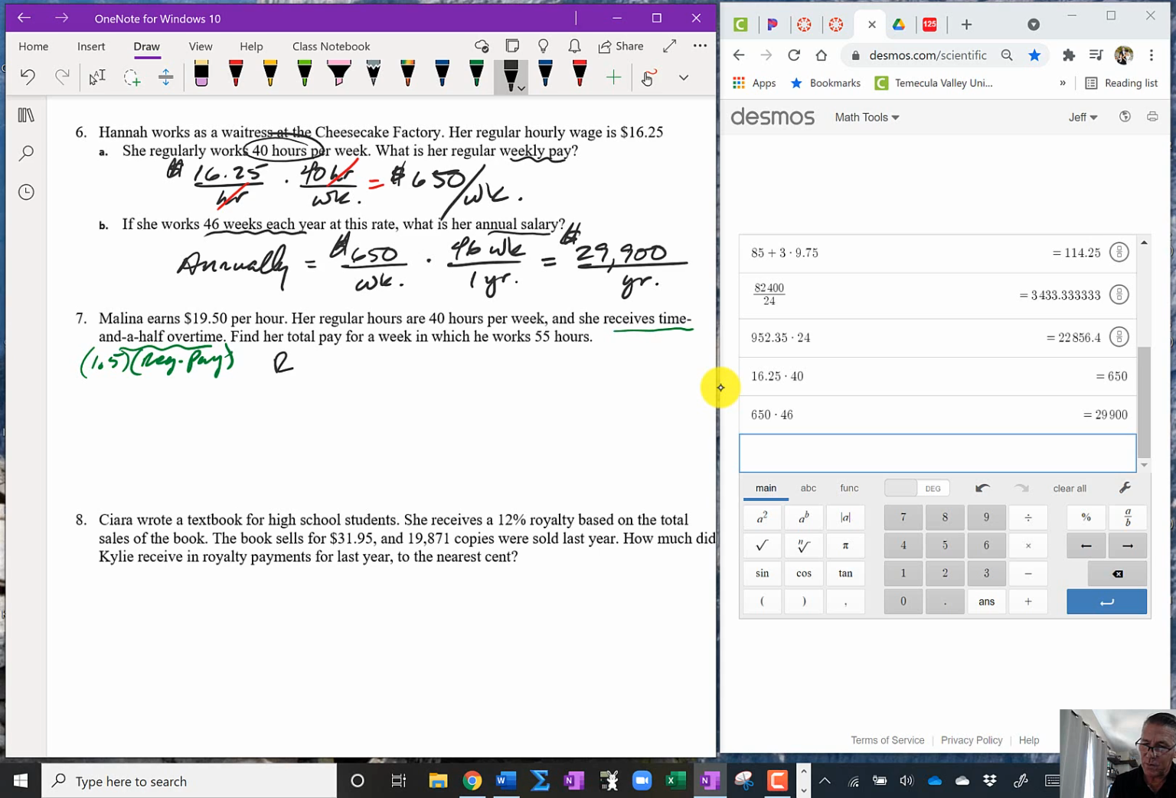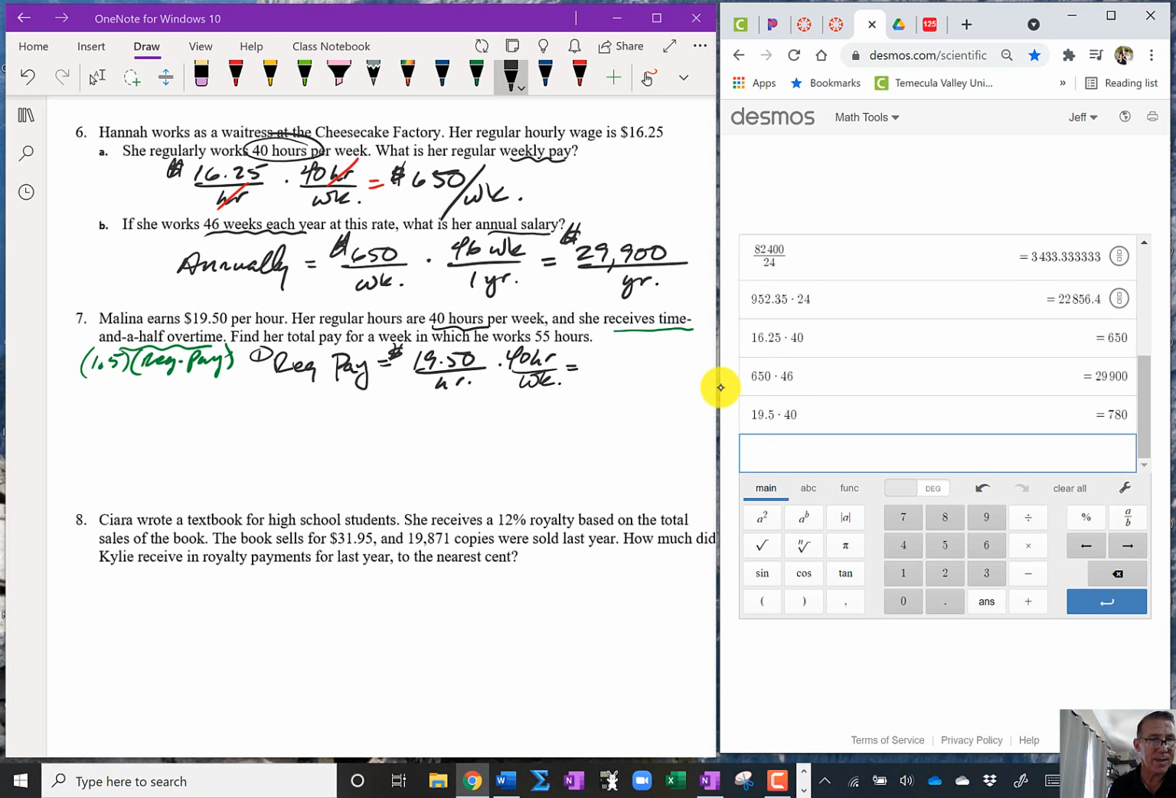All right, step 1. Regular pay, so over the 40 hours. She makes $19.50 per hour for 40 hours, so we have to multiply that by 40 hours for the week. Let's multiply these. Sorry. So 19.50 times 40. This is a regular work week, and that's 780. So 780 is the regular pay per week.